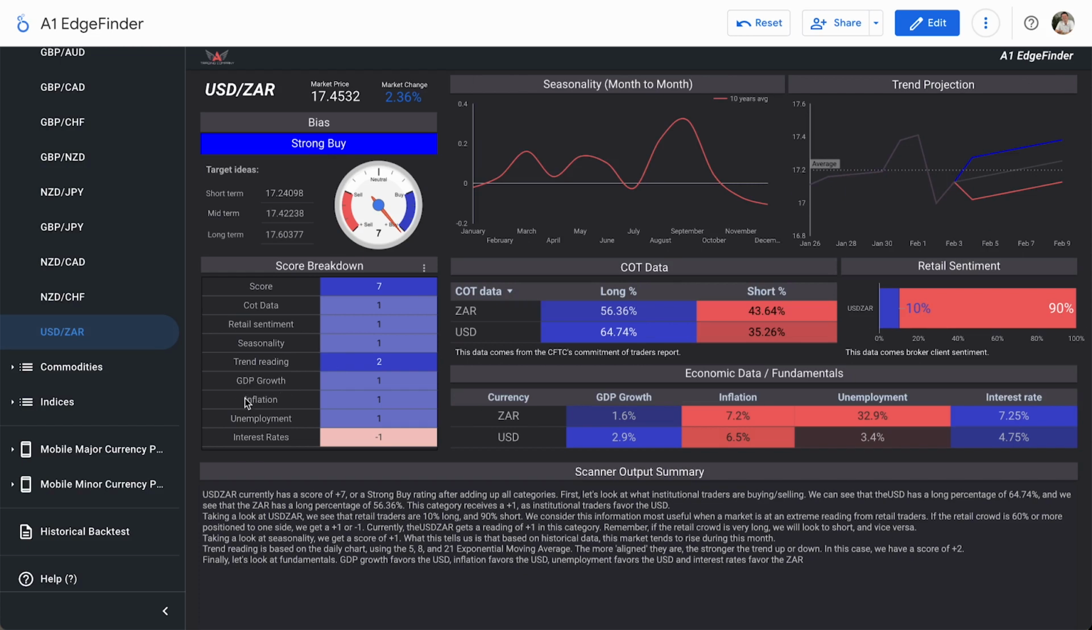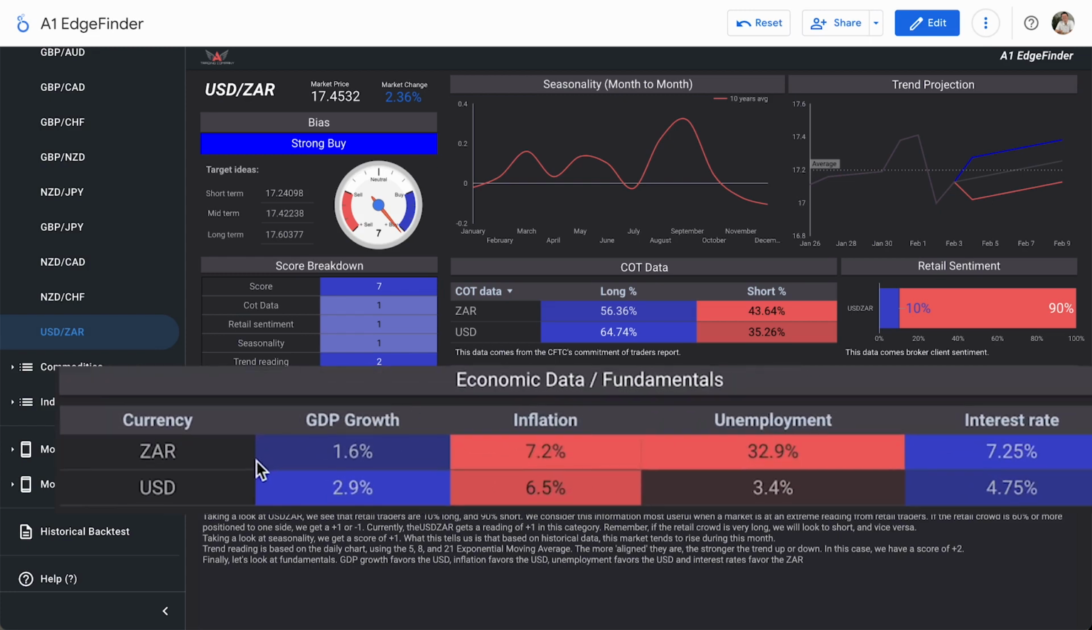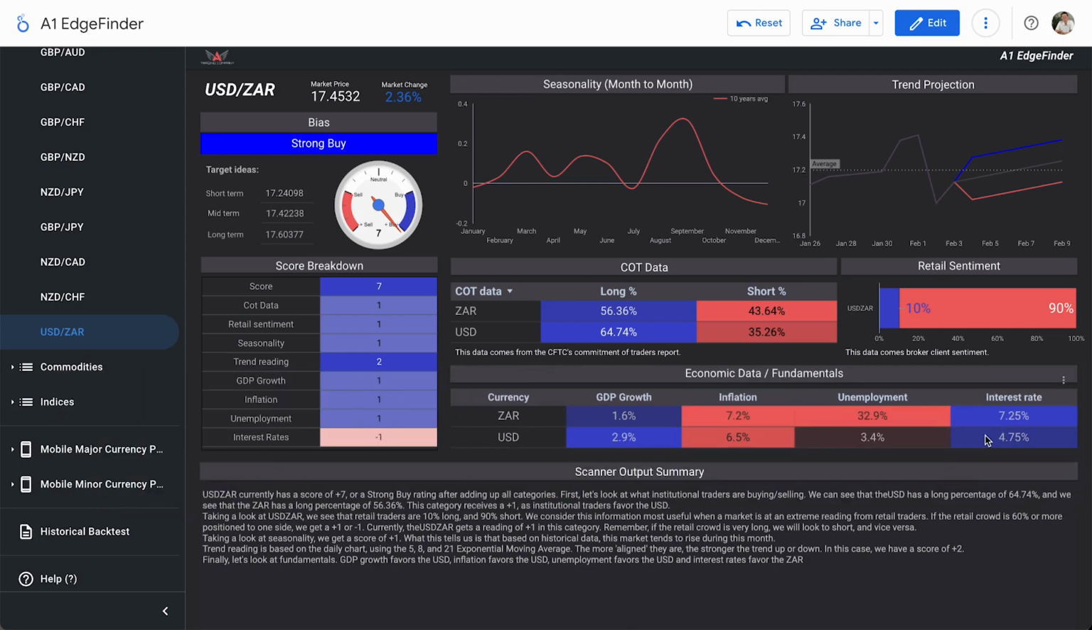Lastly, fundamentals: GDP growth, inflation, unemployment, scores of +1, interest rates is a score of -1. We can get into those numbers right over here. South African GDP growth 1.6% compared to US 2.9%. South Africa's inflation 7.2 compared to 6.5 for the US. South Africa's unemployment nearly 33% compared to 3.4. We just got these new numbers this week, 3.4 unemployment for the US dollar. That was really good seeing it come down. And then lastly, interest rates, 7.25% in South Africa compared to 4.75%. Those are also new numbers from this week, Wednesday's FOMC event.